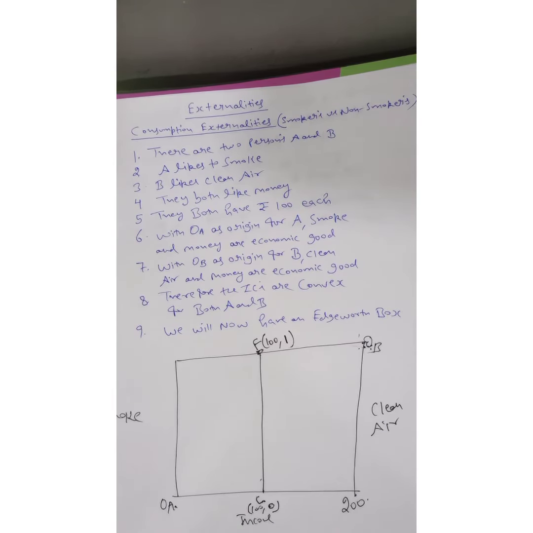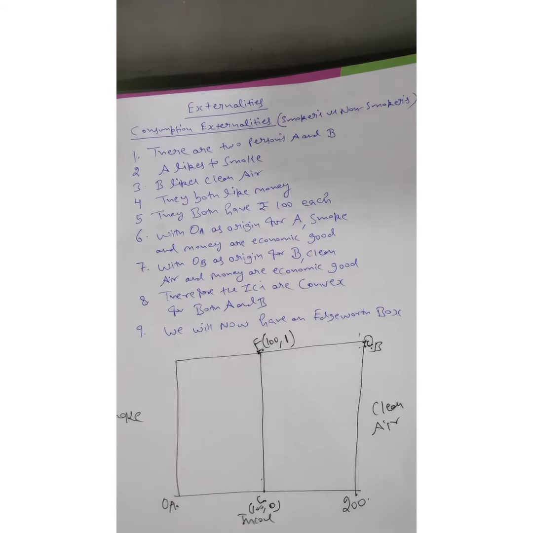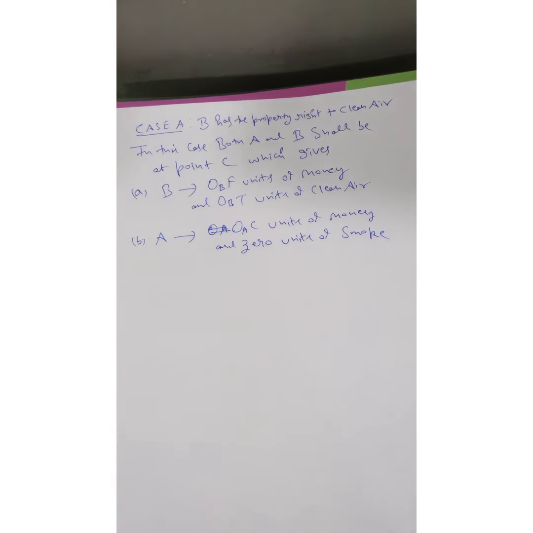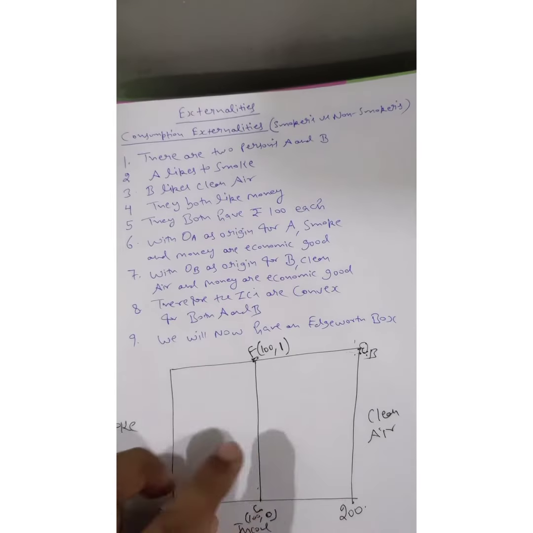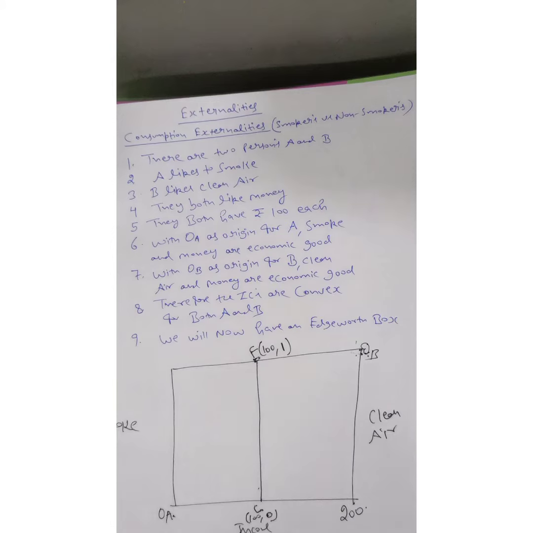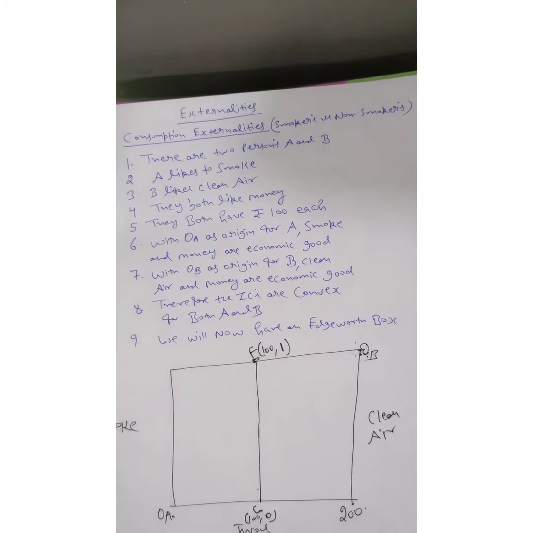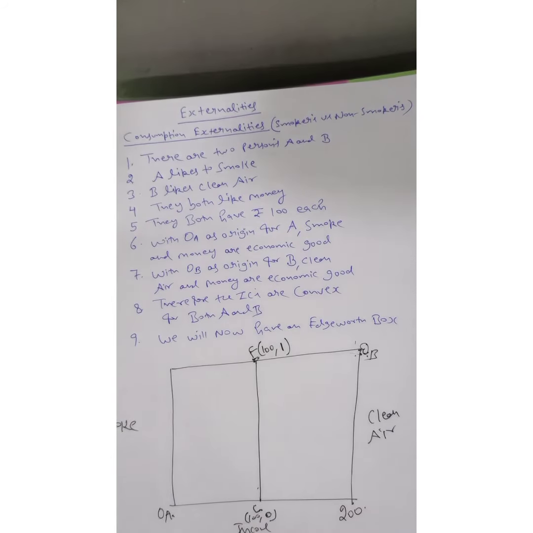Now I will teach you how we can remove this externality or how we can make it better. So for that I have got some example for you. So case A, suppose in this case B has the property right to clean air. In this case both A and B shall be at point C. So this is the point C. If B has the right to clean air, that means A can't smoke. That means A can't smoke. Okay, so this shall be starting with point C.